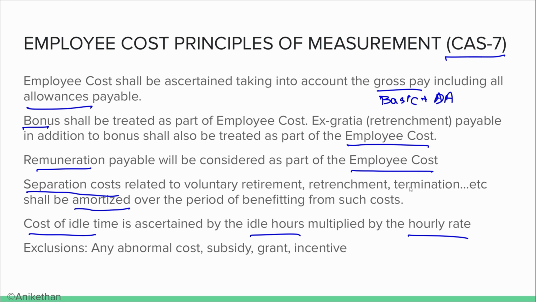Exclusion. So what are not part of employee cost? Any abnormal cost, any subsidy, grant, incentive. For example, the government may give a subsidy or a grant for startups. That means they will say 20% of your basic pay we will give as a subsidy. Such 20% should not be included in the employee cost. Similarly, grants and incentives should not be part of employee cost.